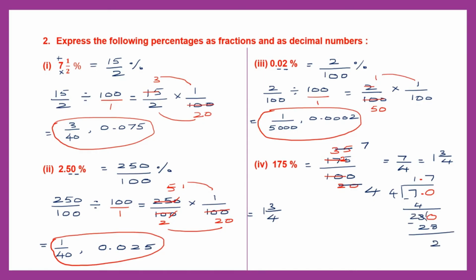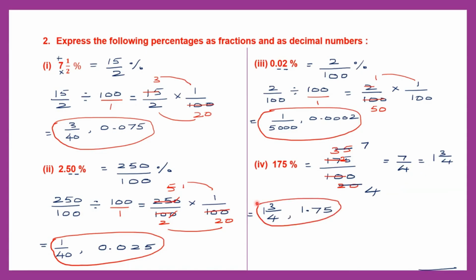Now again, as you can see, the remainder is not 0. So I'm going to continue my division by putting a 0 there, bringing the 0 down. So now my number is 20. 4 fives are 20. So with this, our remainder is 0 and our quotient is 1.75. So here we've got 1.75. So now we've got our answer in the form of a fraction, a mixed fraction, and a decimal number, both the answers we have.